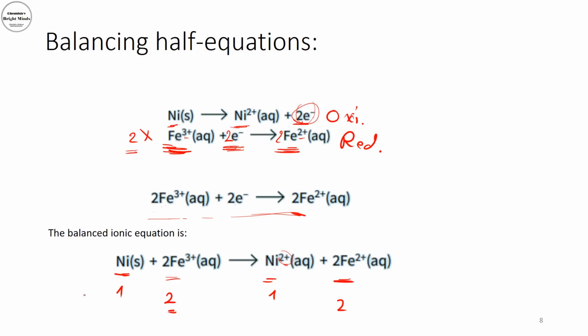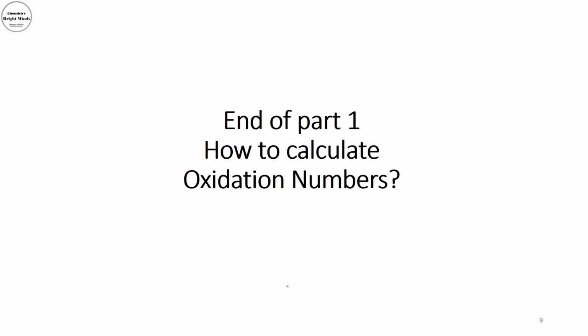So you could see by that we balanced our ionic chemical equation, because I have the same number of nickel species, and the same number of iron species on both sides of my redox reaction. By that we came to the end of our first part.